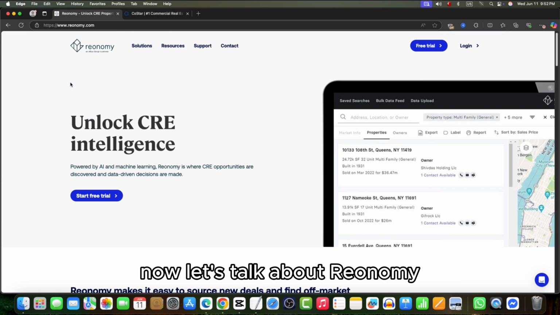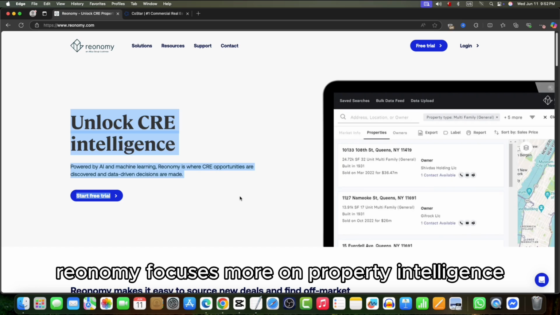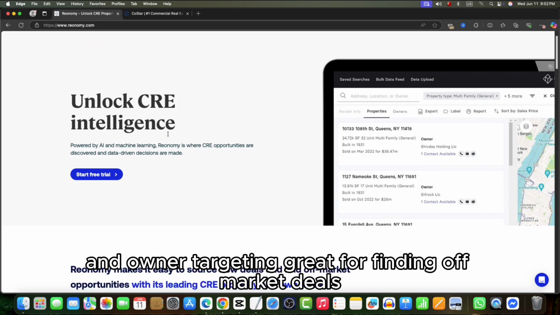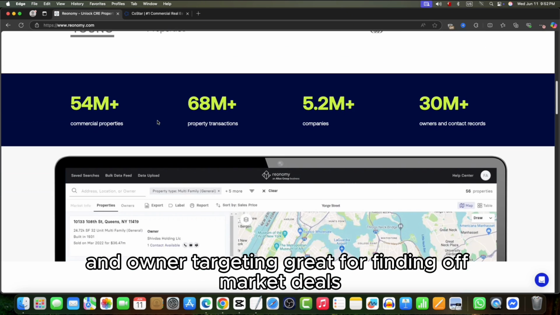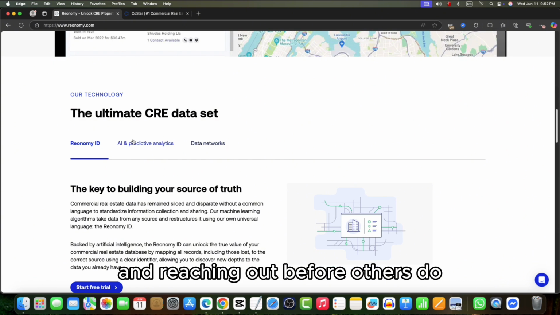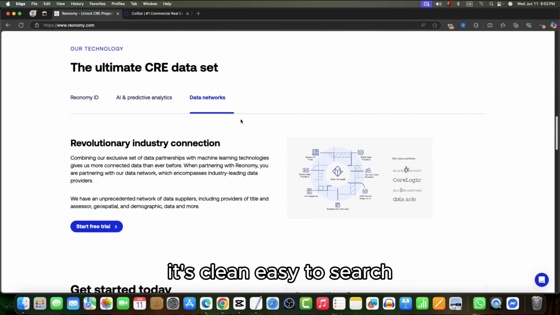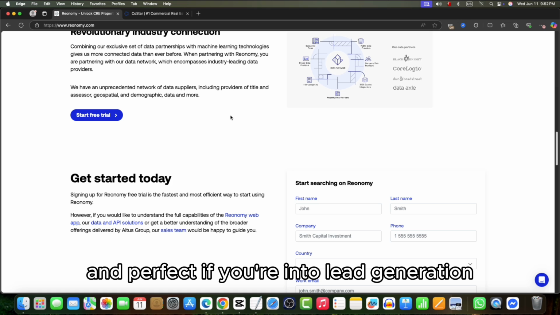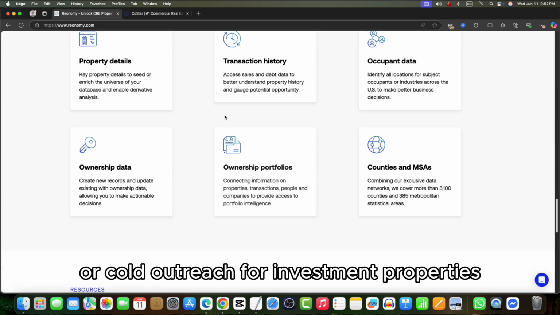Now let's talk about Reonomy. Reonomy focuses more on property intelligence and owner targeting. Great for finding off-market deals and reaching out before others do. It's clean, easy to search, and perfect if you're into lead generation or cold outreach for investment properties.